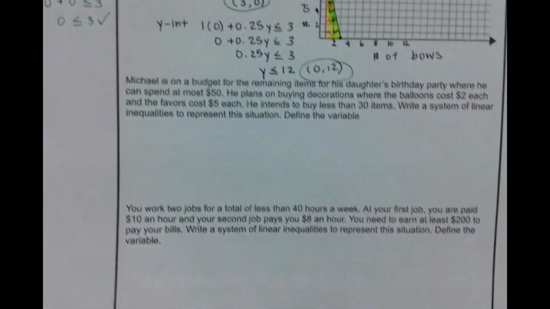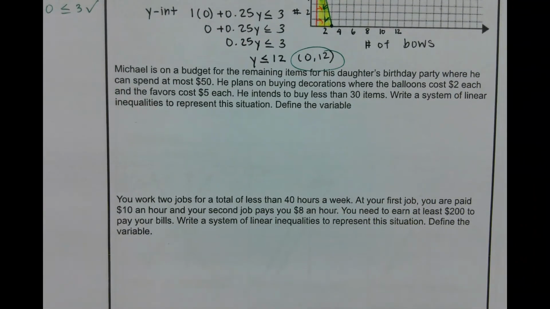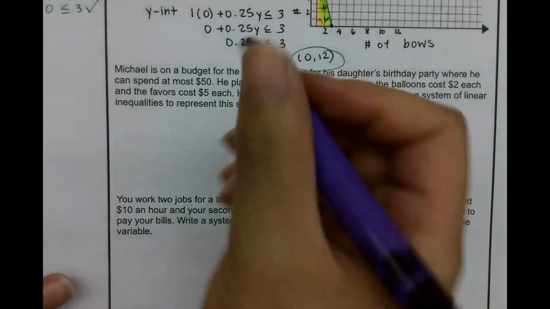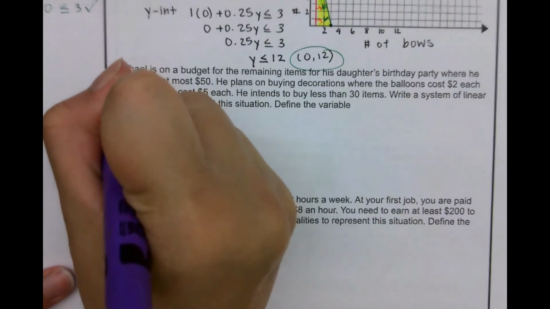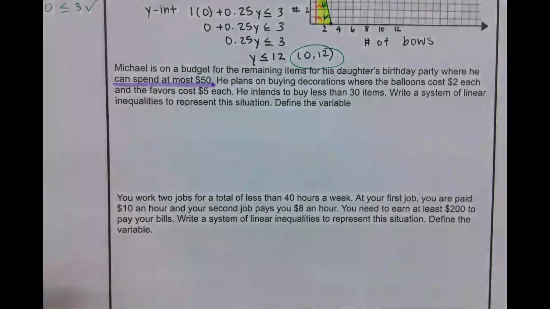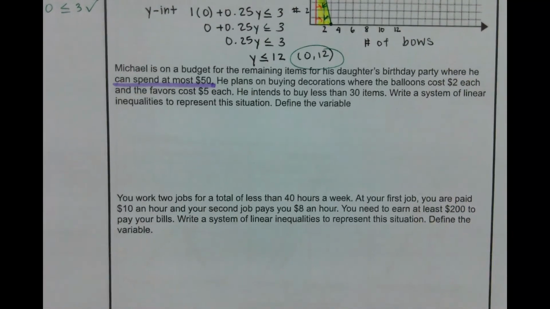So here, let's practice a little bit more about writing these inequalities. So Michael here is on a budget for the remaining items for his daughter's birthday party, where he can spend at most $50. So that's important. That's a total. So we know he can spend at most $50. Okay. He plans on buying decorations where the balloons cost $2 each and the favors cost $5 each. He intends to buy less than 30 items.